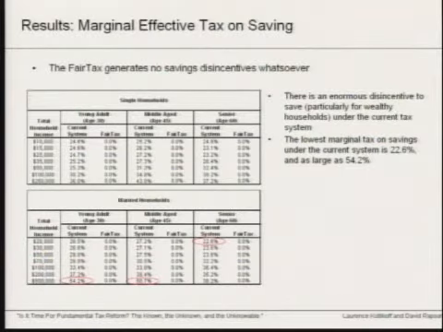The marginal effective tax on savings also has some really stark comparisons to be made. Under the fair tax, it's obviously 0, and the lowest marginal effective tax on savings under the current system doesn't go below 20%. So the disincentive that the current system offers for savings will be eliminated by moving to the fair tax. And the rate, as you can see, for wealthy married households can be up over 50% on the margin for savings.